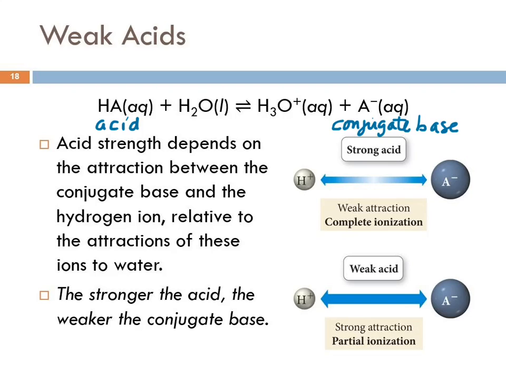So in a weak acid, the equilibrium is going to be farther that way. It's not going to be even. There's going to be more of the acid and less of the conjugate base. So if we're looking at this as a base, trying to accept hydrogen ions, is it going to be very good at that?